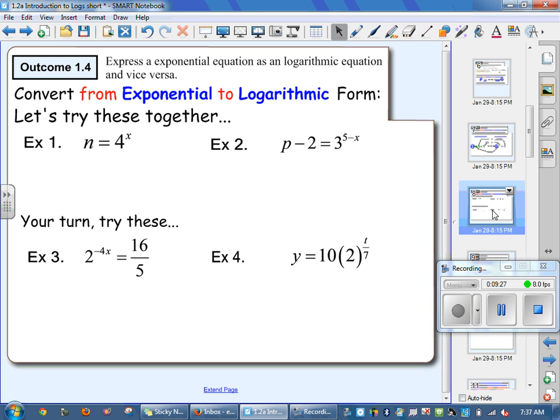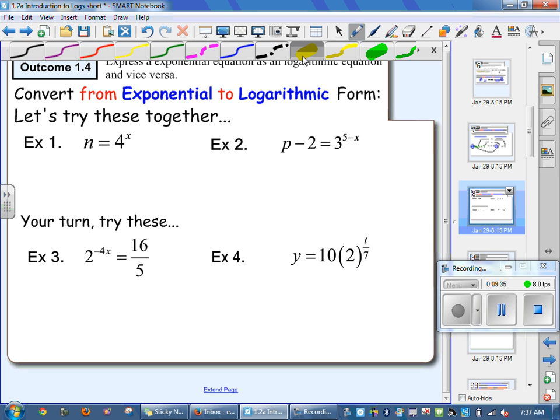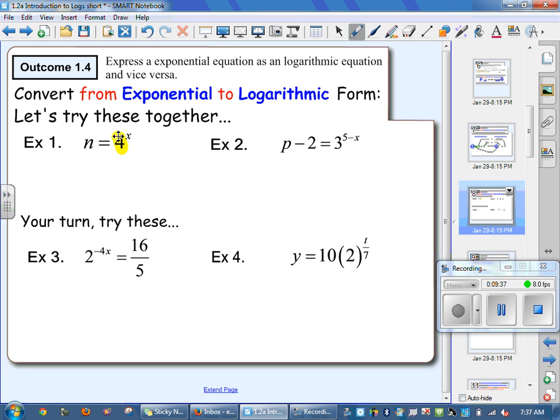So if I'm going to convert these, the biggest thing I have to remember is my base is going to stay the same. So I'm going to highlight my base. My base on this one is a 4. On the right-hand side, example 2, my base is a 3. How do I know those are my bases? Because they're the ones with the exponents. Same thing, example 3, the base would be a 2. And on example 4, the base is also a 2. It won't be the 10.